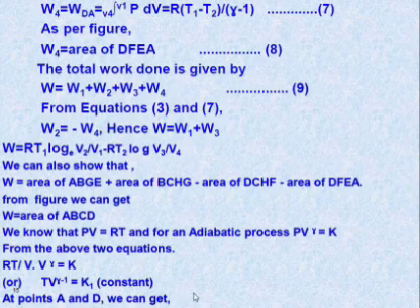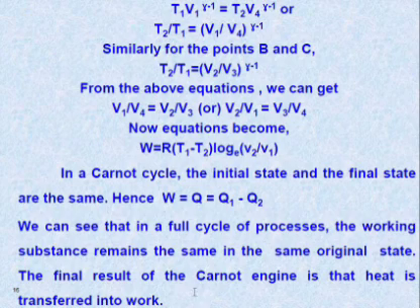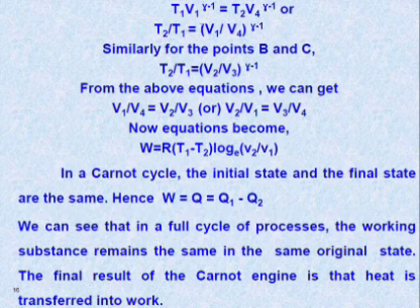At points A and D, we can get the equation T2 by T1 equal to (V1 by V4) whole power gamma minus 1. Similarly, for the points B and C, T2 by T1 equal to (V2 by V3) whole power gamma minus 1. From the above equations, we can get V1 by V4 equal to V2 by V3. Now, the equation becomes W equal to R into (T1 minus T2) log base e V2 by V1.